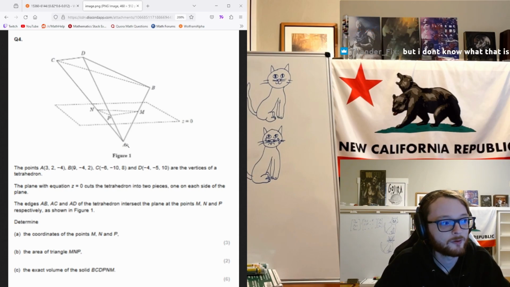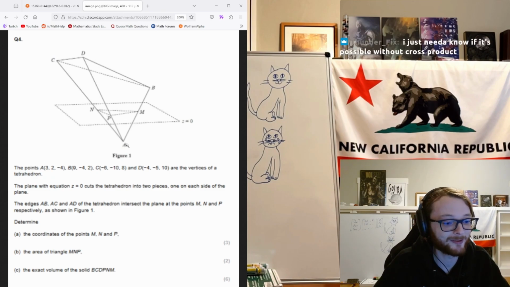So I'm trying to think if there's a different way to do this that's more vector focused. Just need to know if it's possible without cross product. It's possible with calculus. I don't think that's going to help you either, though. Try to learn it in your own time? No worries.